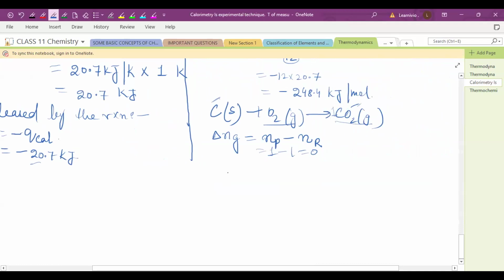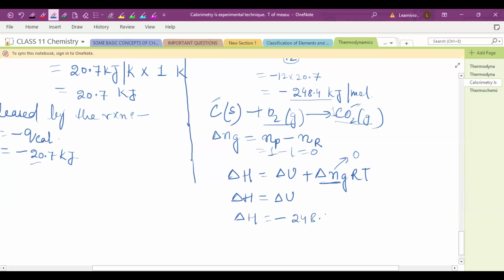So now you can see this is the relationship: delta H is equal to delta U plus delta Ng RT. Now this delta Ng is 0, so the whole thing becomes 0. So delta H, in this case, will be equal to delta U. And you know the value of delta U. So delta U is minus 248.4 kilojoule per mole. So that's the value.